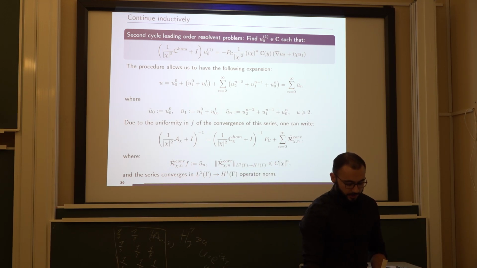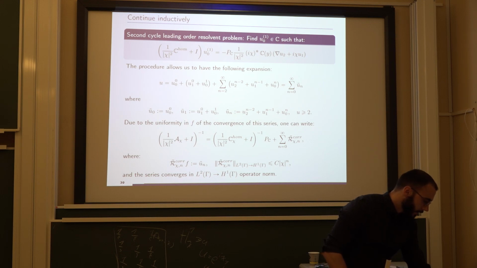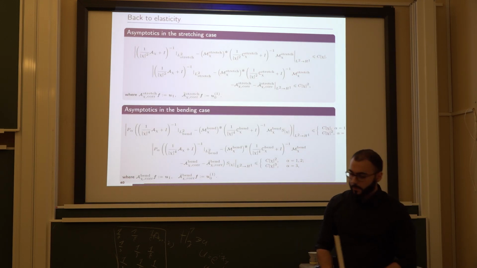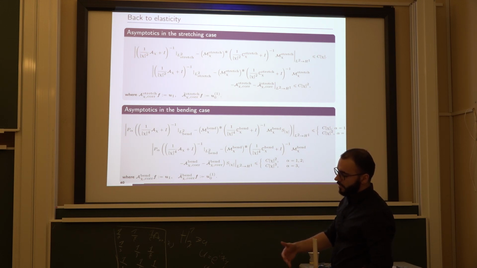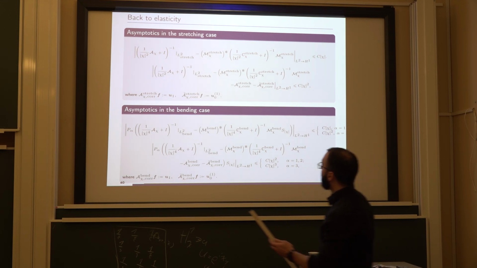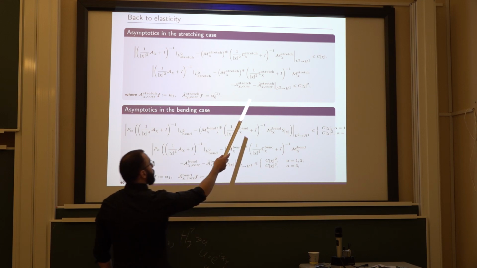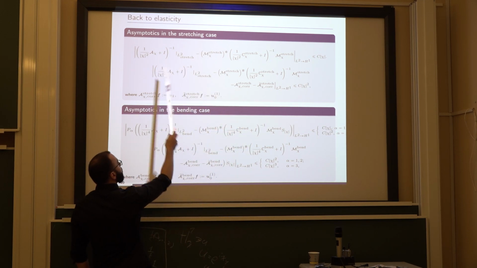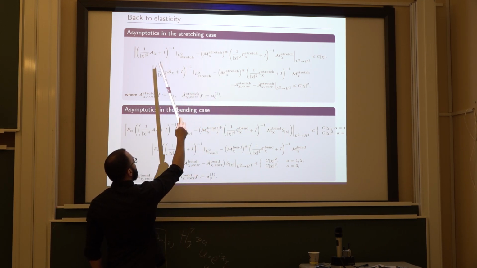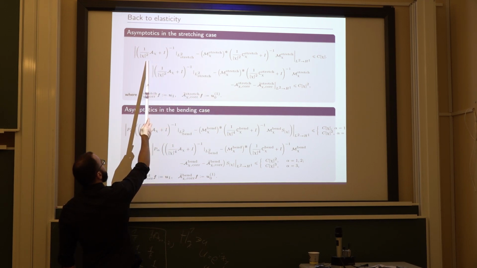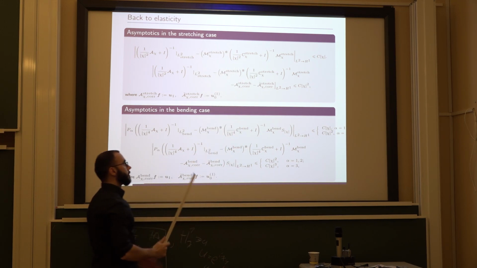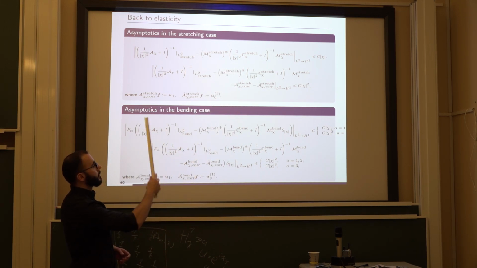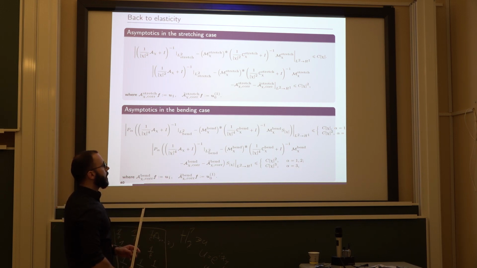And now I want to go back to elasticity to show you what happens. So in the stretching case, we did basically exactly what I just described. We obtained that in L2 to H1 norm, you have this sort of norm resolvent estimate. You have this operator scaled with chi squared. This is the leading order resolvent. The difference is of order C chi.